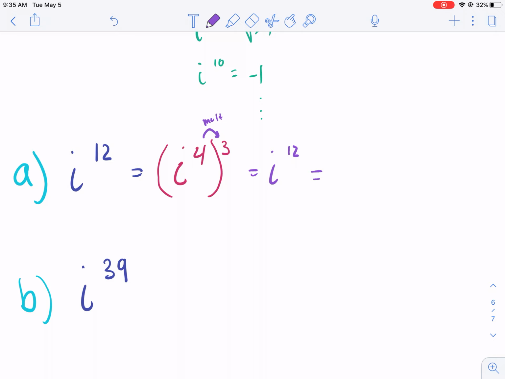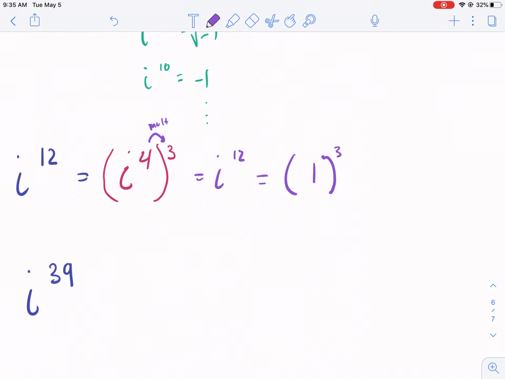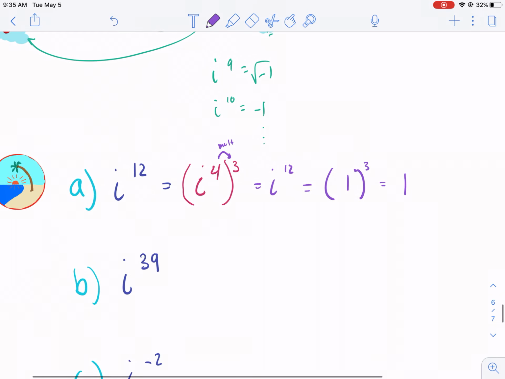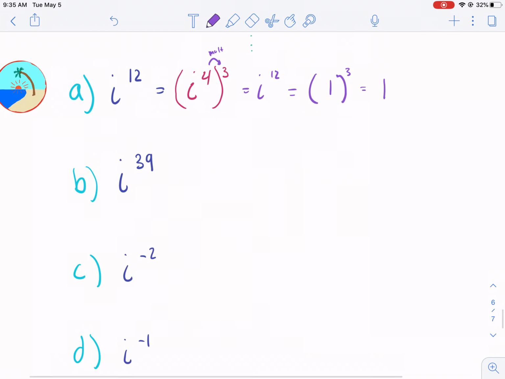Why is this useful? Well, I know i to the fourth is -1. Oh, sorry, +1. That was the whole point. It's an easier one. And then we raise that to the third power, and we just get 1. So i to the 12th power is equal to 1. And that's why using i to the fourth is useful in this situation.